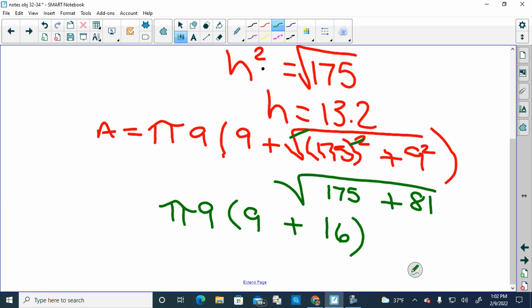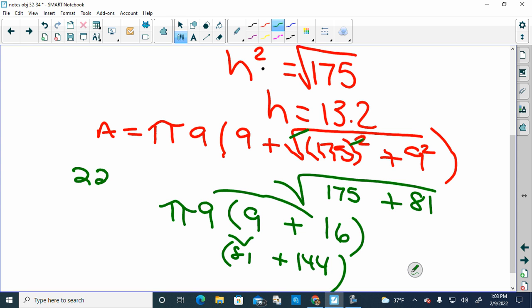So 9 times 9, 81. 9 times a 16, if you're using the distributive property, it would be 141. Or 144, sorry. So adding 81. Okay, so this gave me 81, and that gave me, what did I say, 144? Okay, adding those two together, you should have got 225. And don't forget, we didn't have the pi that's still in there.